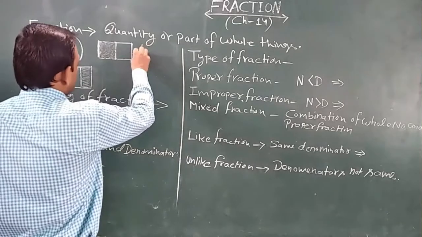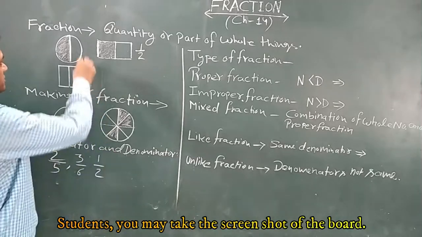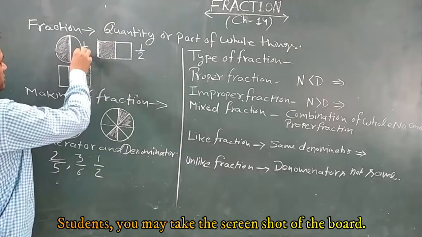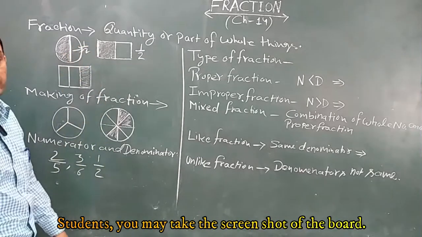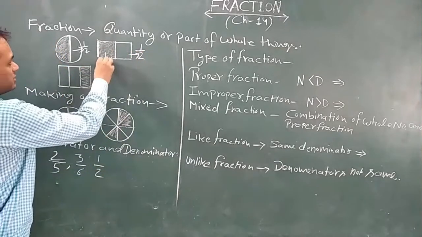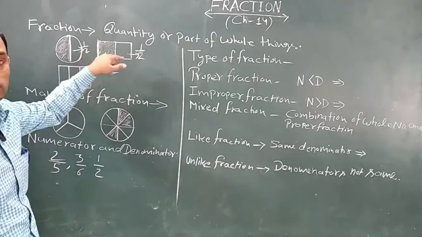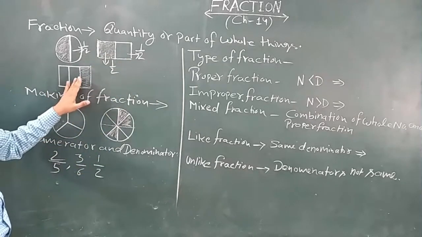Half is always represented by 1 by 2. Similarly here half is represented by 1 by 2, and like this shaded part is also the half, 1 by 2, of this whole.